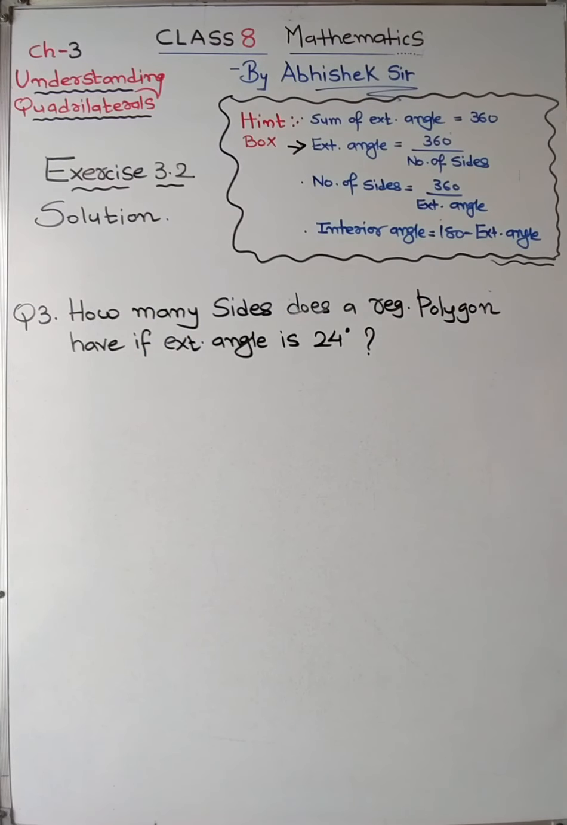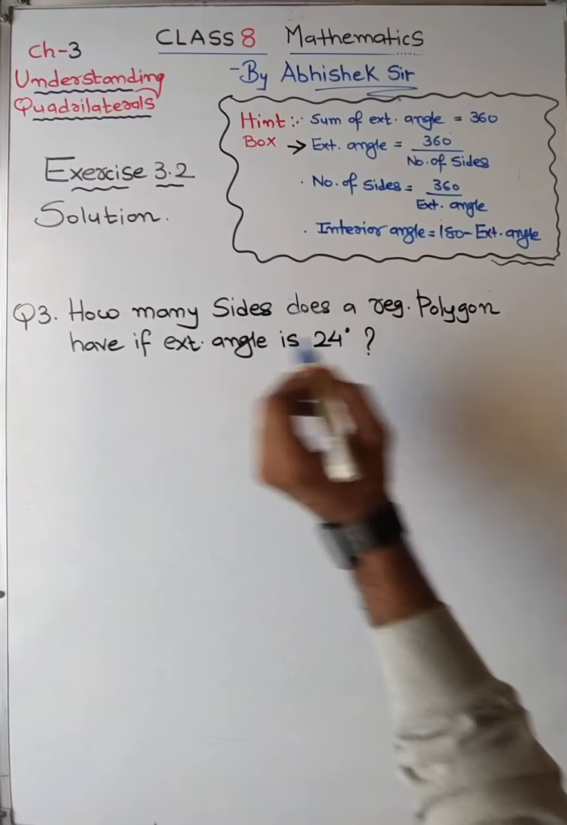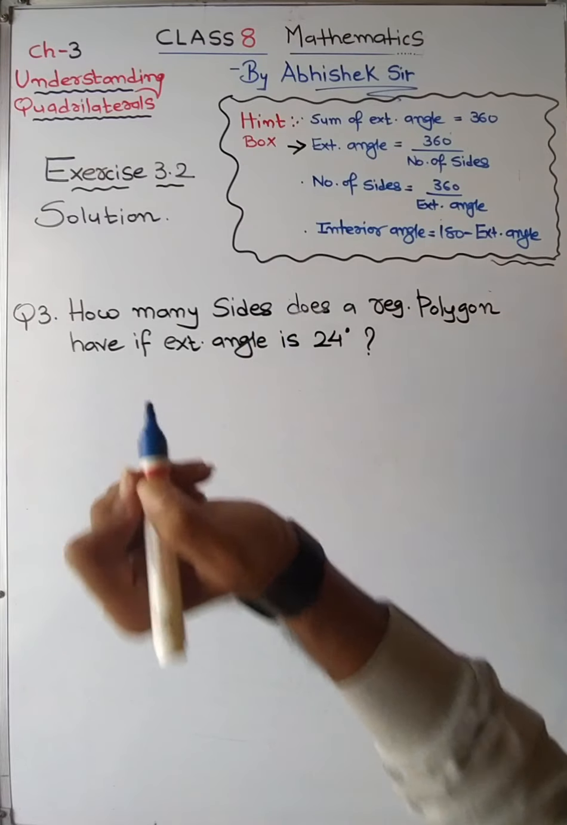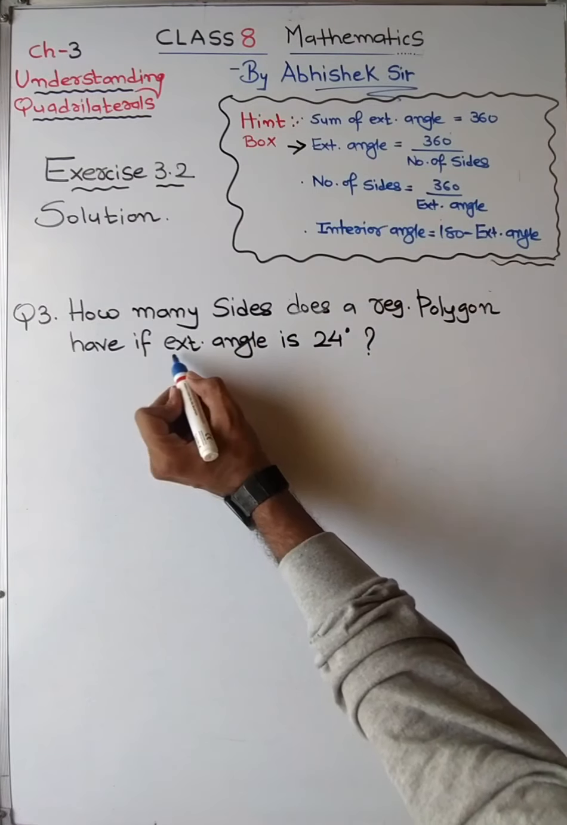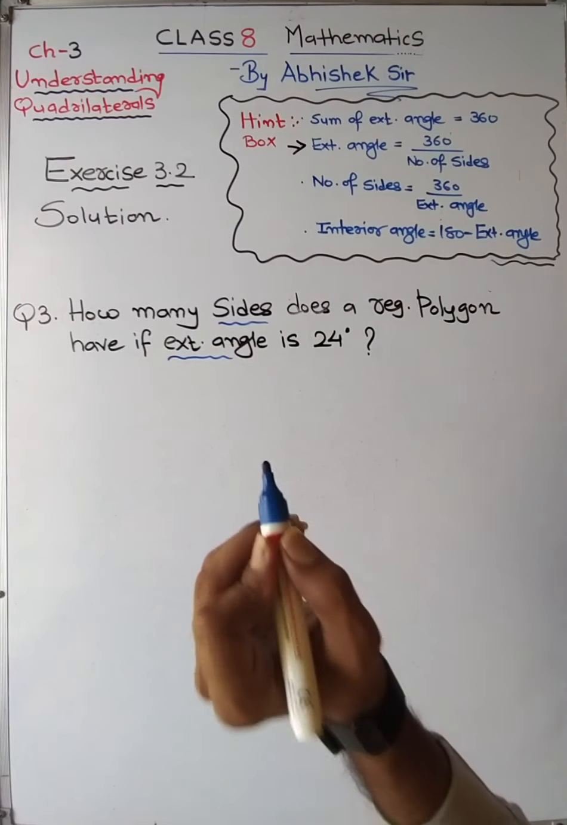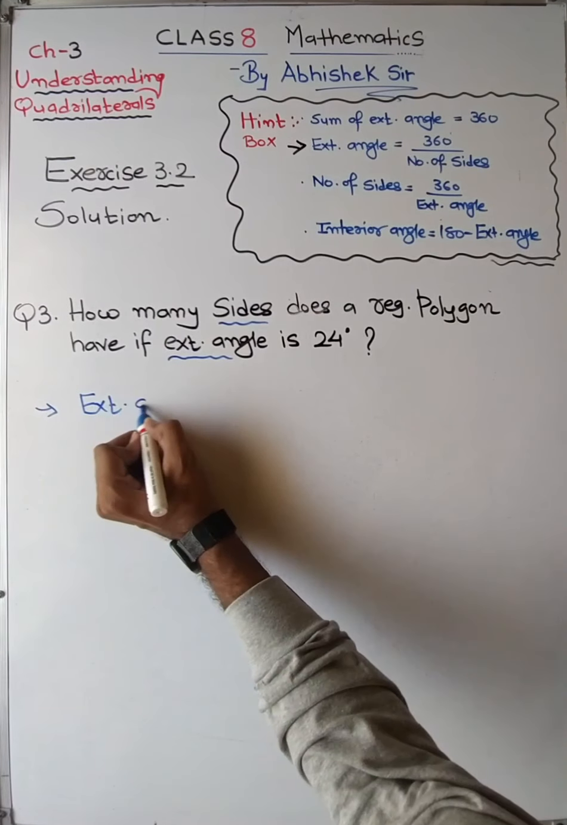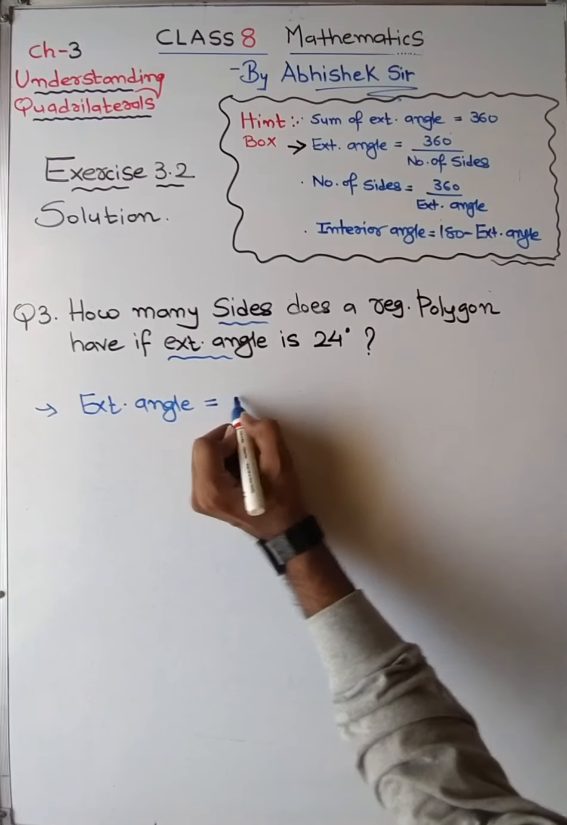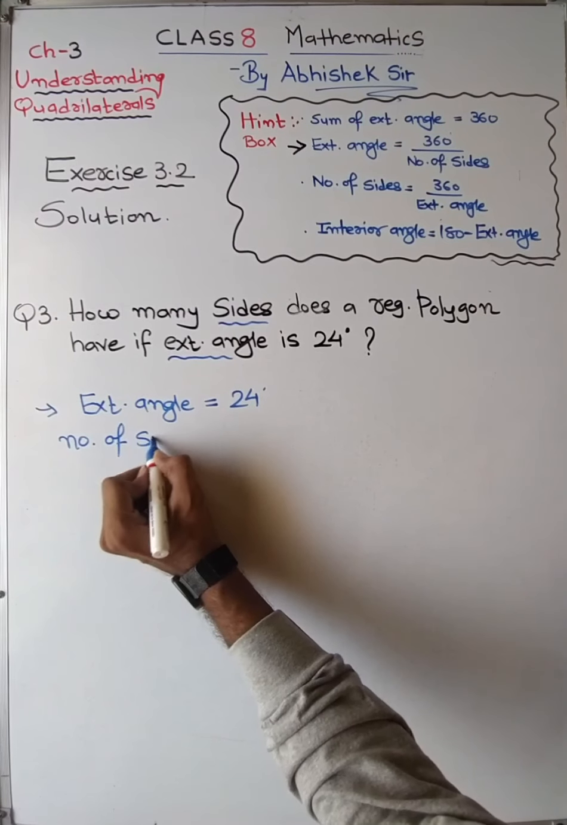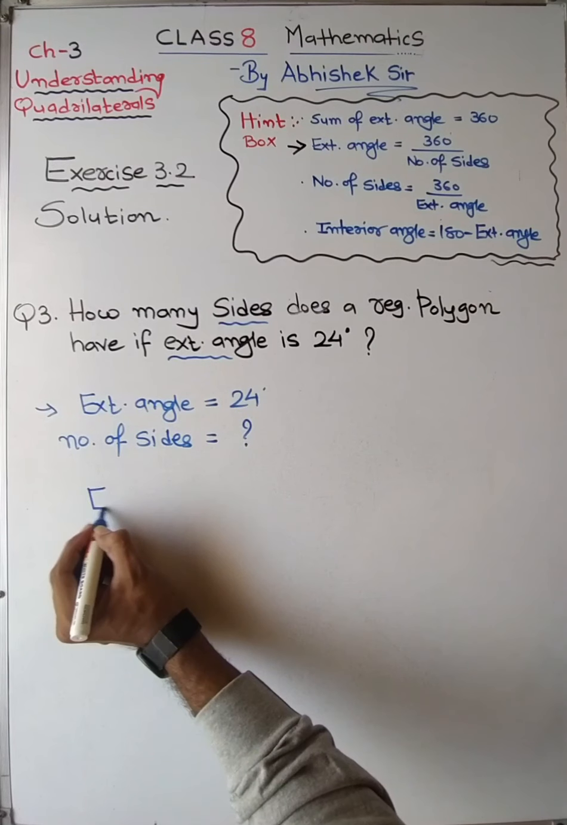In the next question we have: how many sides does a regular polygon have if the exterior angle is 24 degree? Now again we will be using the same formula because we are relating exterior angle with number of sides. Let us see what is given. Given is exterior angle, that is 24 degree. They have told us to find the number of sides, so a question mark over here. Let us apply the formula.